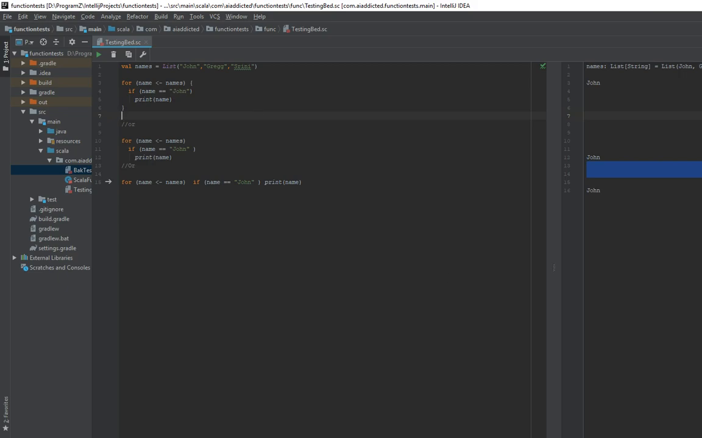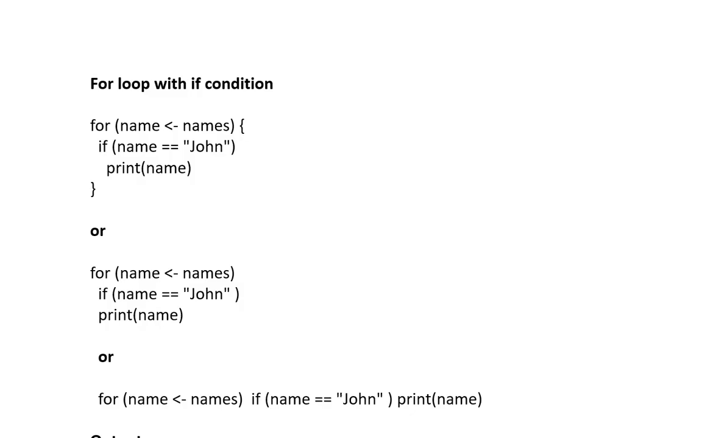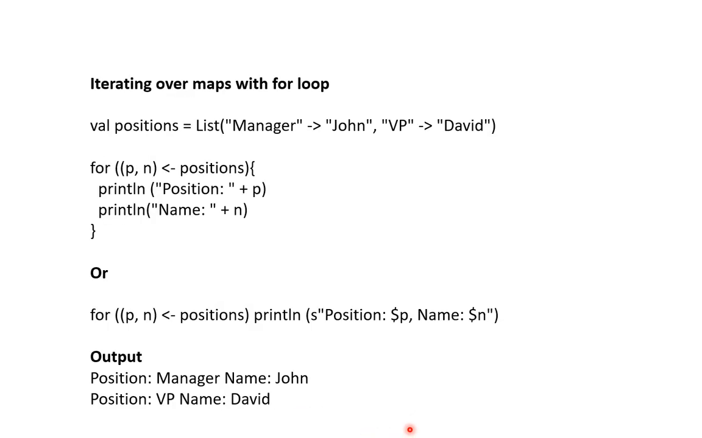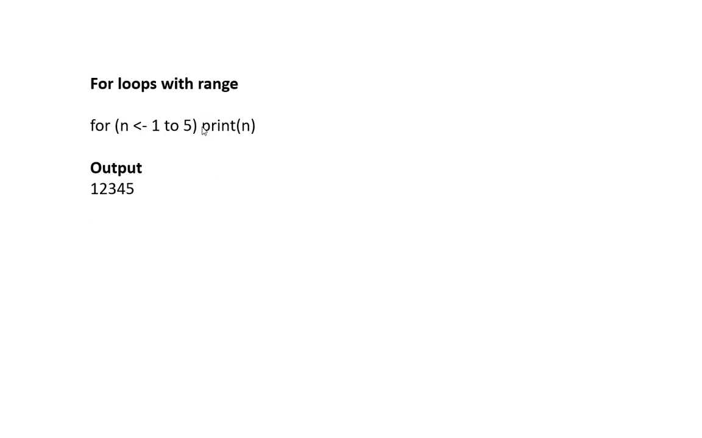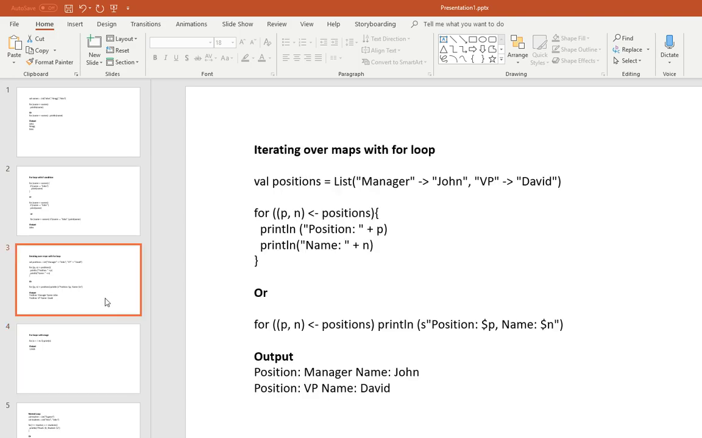Next, let's see how we can iterate over a map in a for loop. So as you can see, we have... this is my bad. Let me edit this one. This should be a map.